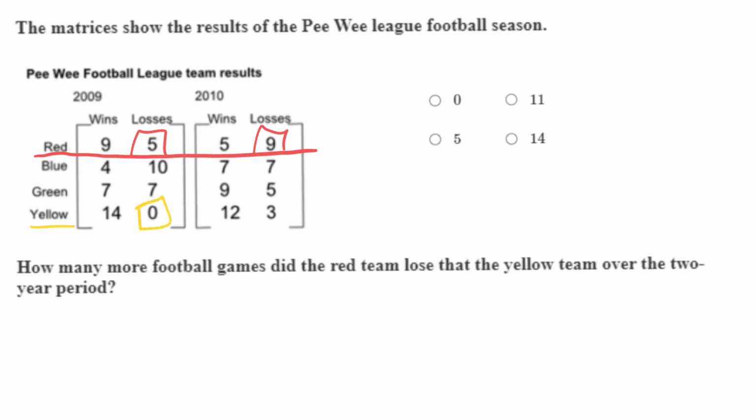and they have lost only 3 games. The red team lost 5 the first year, 9 the second, for a total of 14. So if the question says how many more games did the red team lose, well, 14 minus 3 is 11.